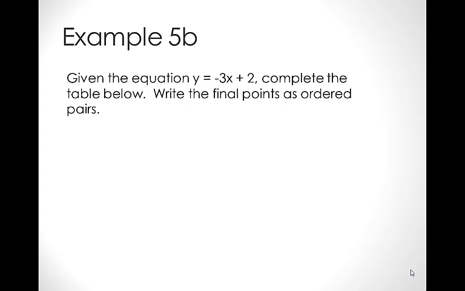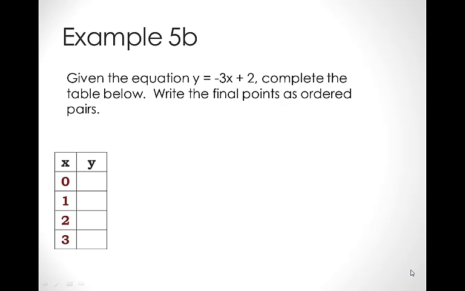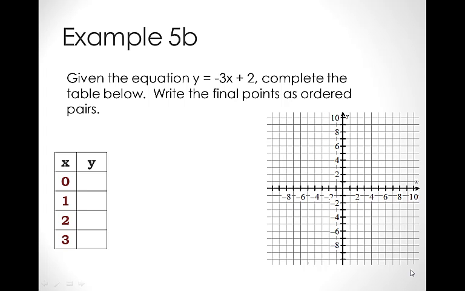Okay, given the equation y equals negative 3x plus 2, complete the table below and write the final points as ordered pairs. So again, there's our table. Plug in your 0. You're going to get a 2. Plug in your 1. You're going to get negative 1. So be careful with your signs on these.